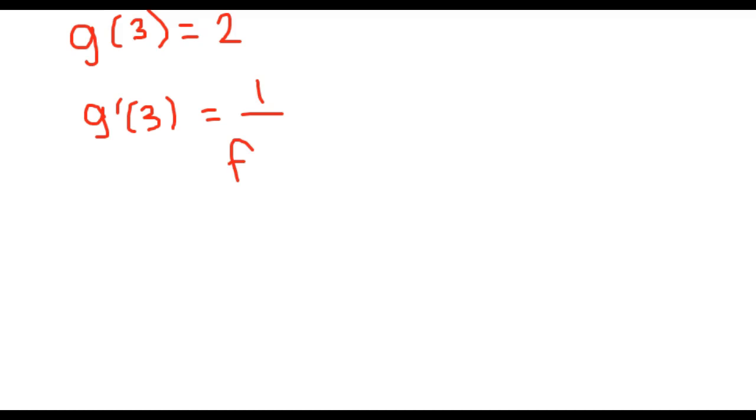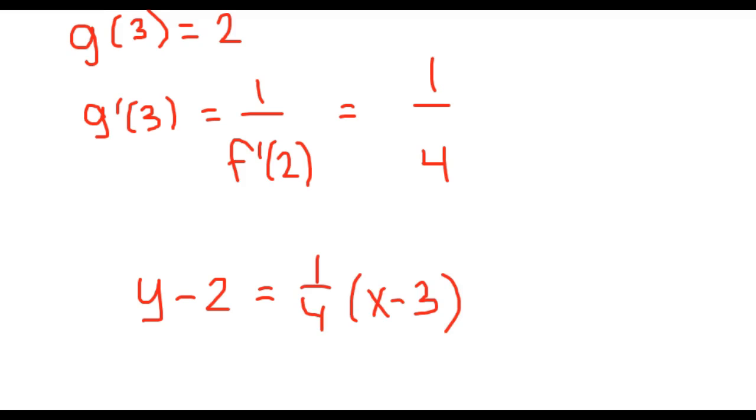Okay, number 2 says if f of 2 equals 3 and f prime of 2 equals 4 and g and f are inverses, then write me the equation of the tangent line to g of x at x equals 3. So g of 3 would be the inverse of f, so that would equal 2. Then I need g prime of 3, which would be 1 over f prime of 2, which is 1 over 4. So the equation of my tangent line is y minus 2 equals 1/4 times (x minus 3), which is option D.